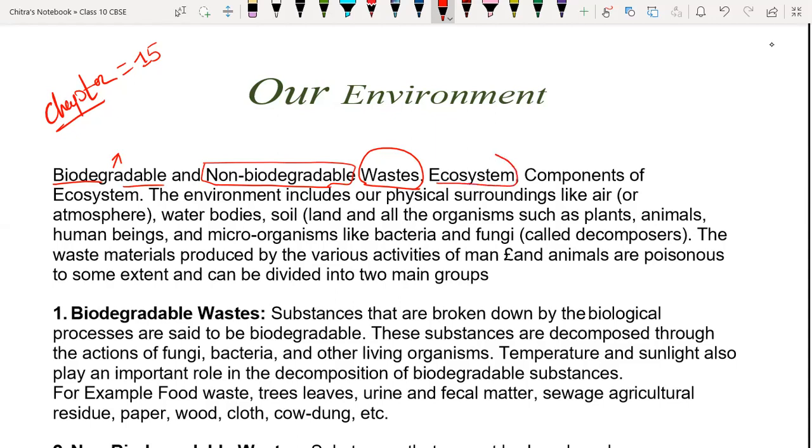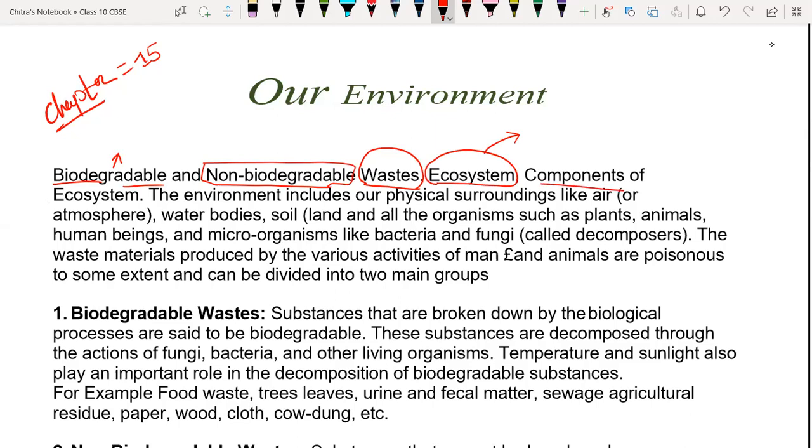Ecosystem. What is an ecosystem? It is a really very important term. Ecosystem is the geographical area where biotic and abiotic components react with each other to sustain the life of living organisms. That is called an ecosystem.